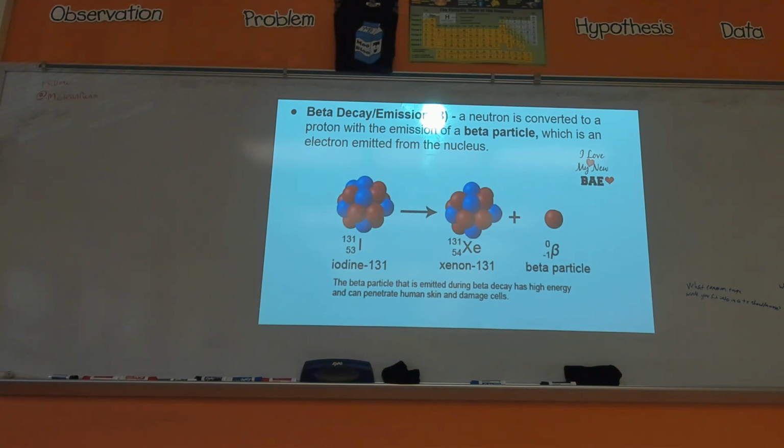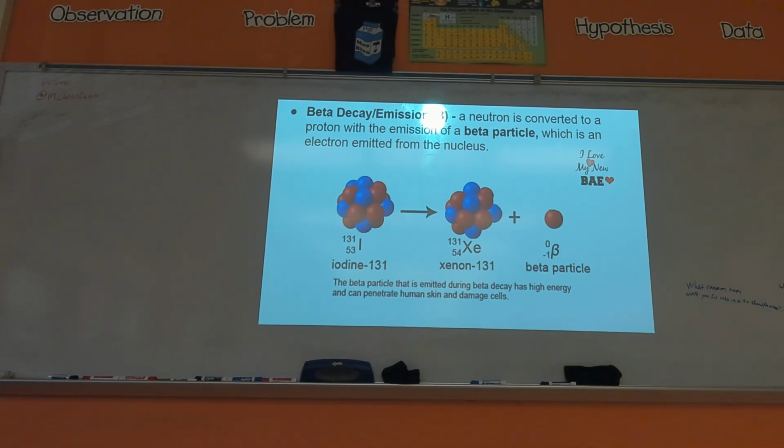Okay? Now then, beta particles, they can damage human skin. They can lead to cancer. You don't want to be exposed to beta particles. Now then, how can you remember what a beta particle is? It's a high energy electron.